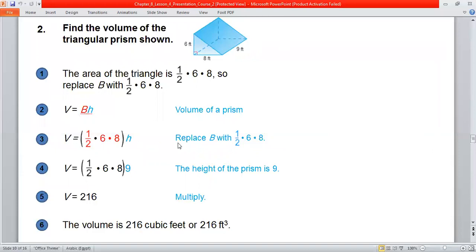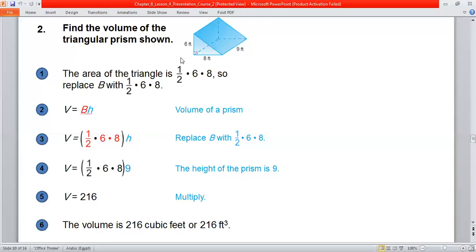The area of the triangle: the base, I will replace it with half base times height. It means the base is 8 and the height is 6 of this triangle. The base is 8 and the height is 6, Muhammad. Or we can set the opposite: the base is 6 and the height is 8.